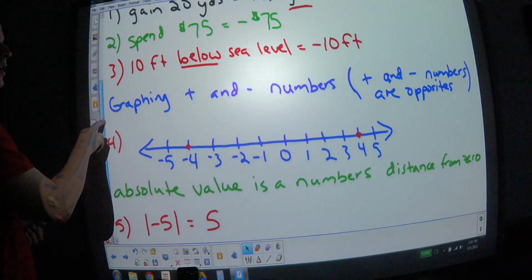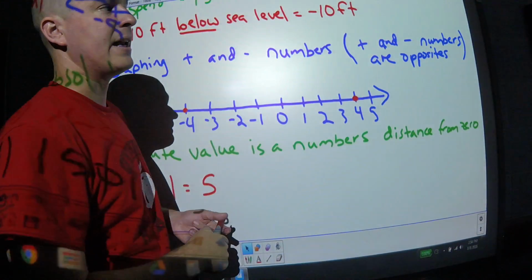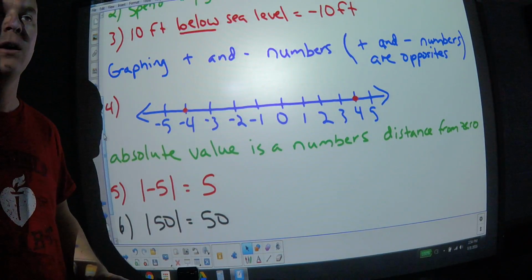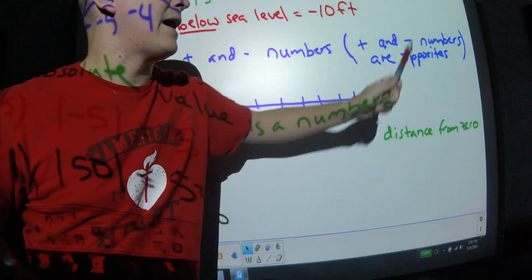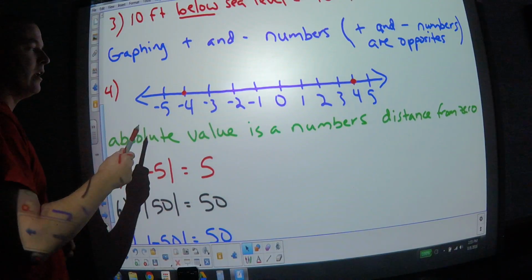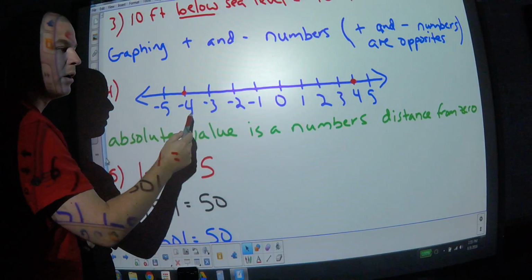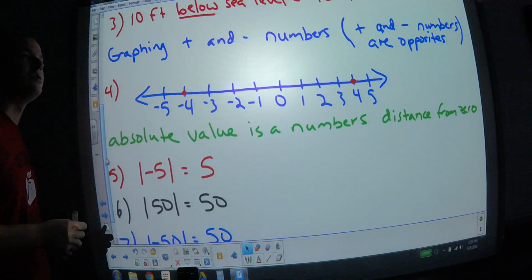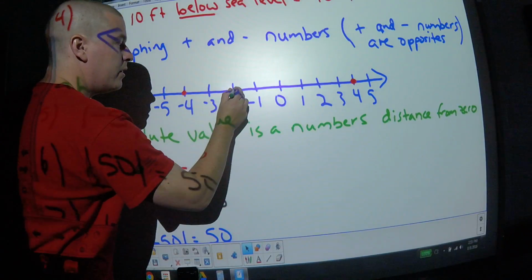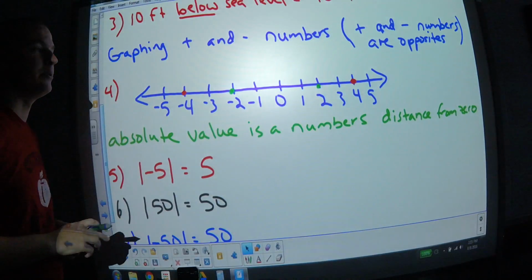All right? So when you are graphing positive and negative numbers, there are opposites. So if I said, what is the opposite of positive 10? Well, the opposite would be the negative form of that, which would be negative 10. So on number 4, the numbers that are plotted in red are opposites. You've got negative 4 and positive 4. So if I asked you to plot the opposite of negative 2, well, negative 2 you would plot on there, and then the opposite of that would be positive 2.